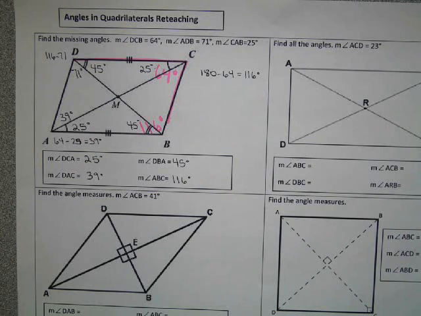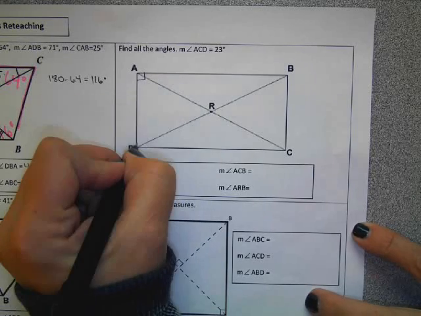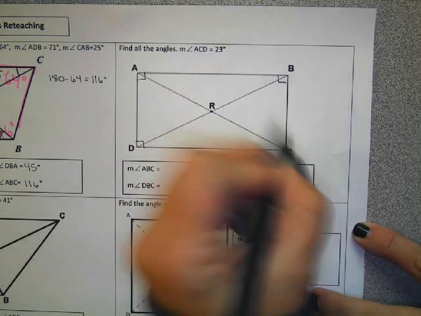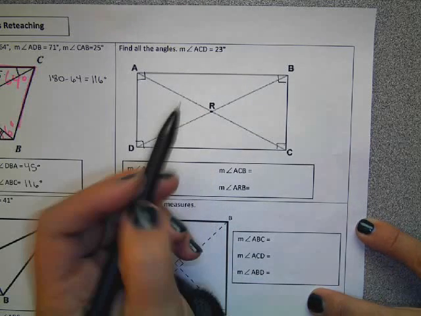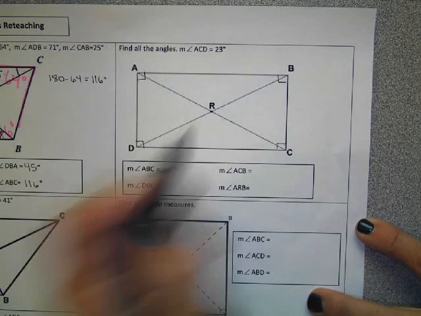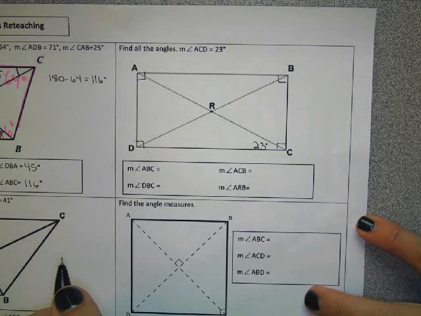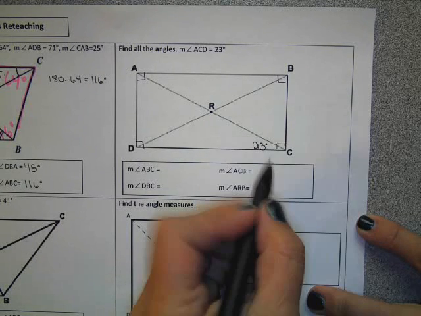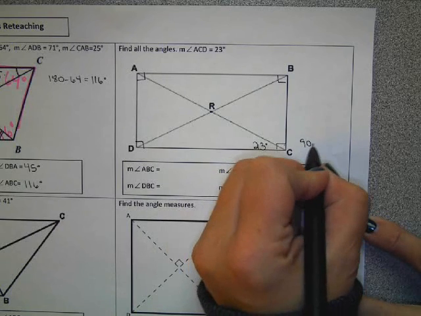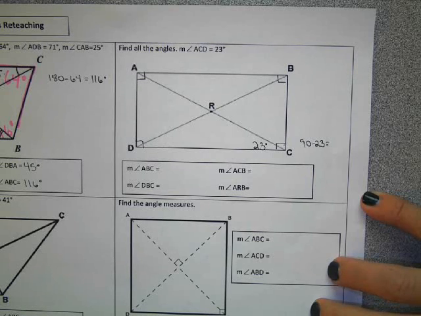Continuing on to the rectangle, we know that all corner angles of the rectangle are 90 degrees total. Angle ACD is 23 degrees, so ACD, 23 degrees. The rest becomes simple subtraction. So this corner is 90, so if we want this piece, 90 minus 23 will give us 67, excuse me.